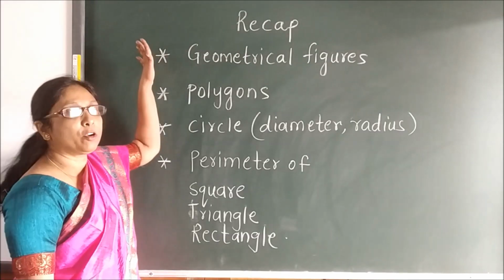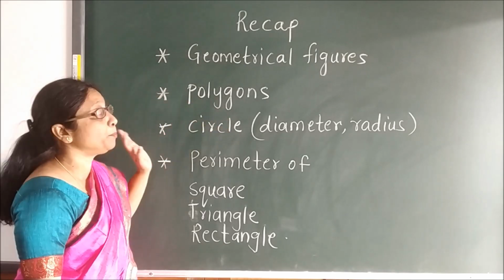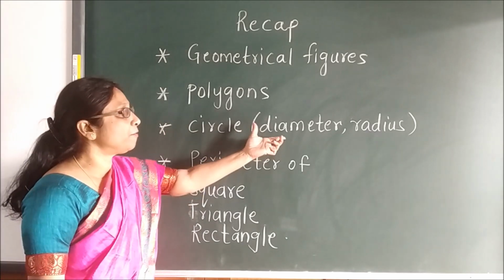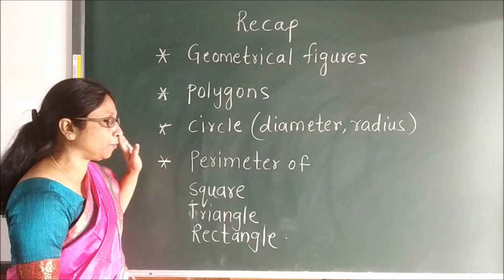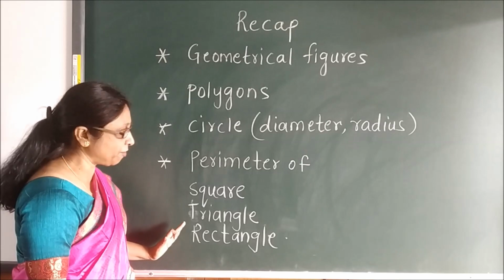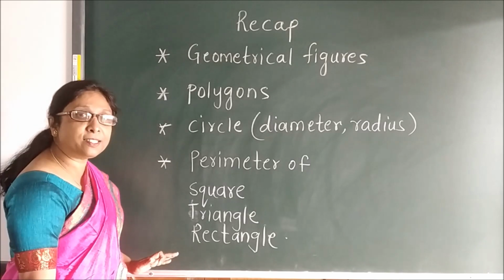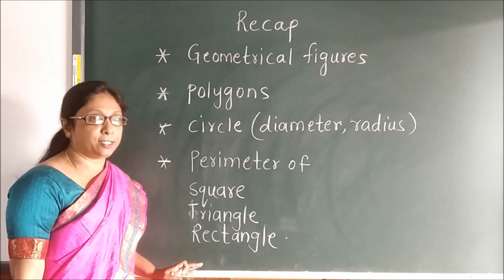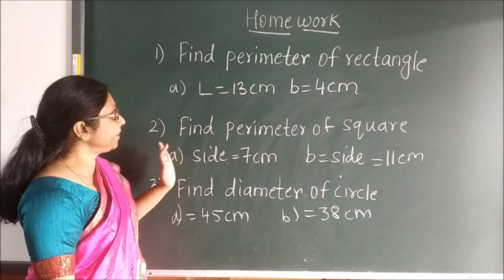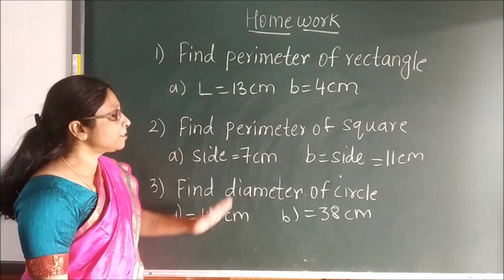This is the recap of what we have studied, children. Geometrical figures we have seen, open and closed figures. Then we have seen polygons, different sided figures. We have seen circle, and in circle we have seen how to find diameter and radius using the formula. We have seen perimeter using the formula of square, triangle and rectangle. In this chapter, children, exercise 8.5, 8.6 and 8.8 have been deleted from the syllabus. So this is the homework. Find perimeter of rectangle, find perimeter of square, find diameter of the circle using the formula. Do this in the rough copy, children.